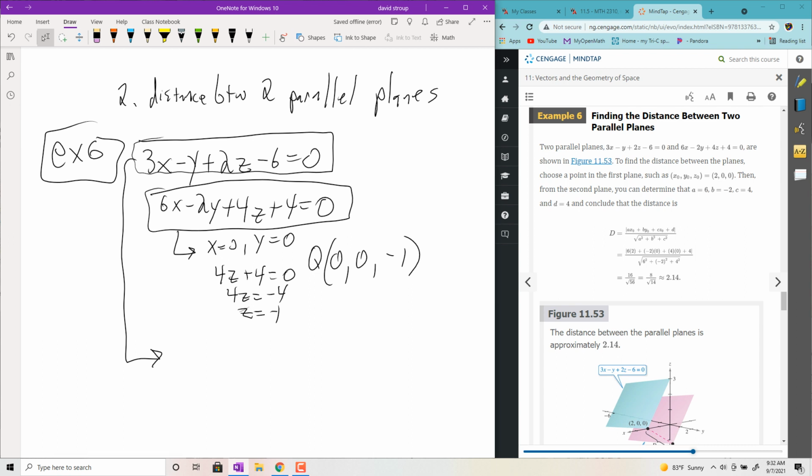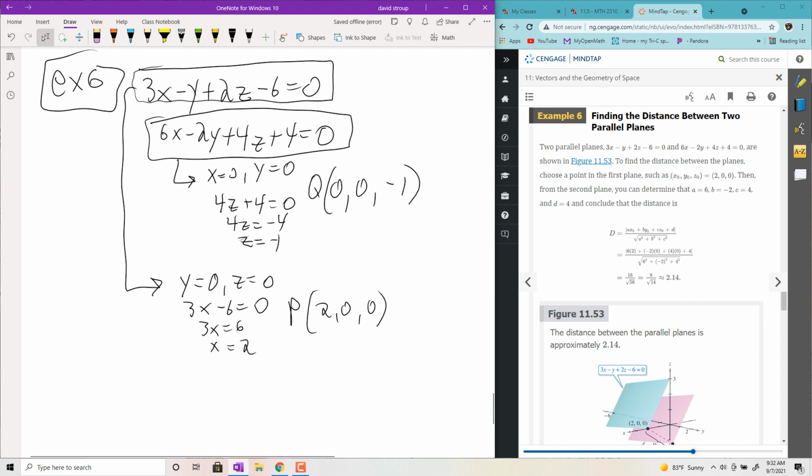So we could let's go with letting y and z be 0. So y equals 0, z equals 0. So you get 3x minus 6 is 0, and then 3x equals 6, and then x is 2. So you get the point P, this time is (2, 0, 0).